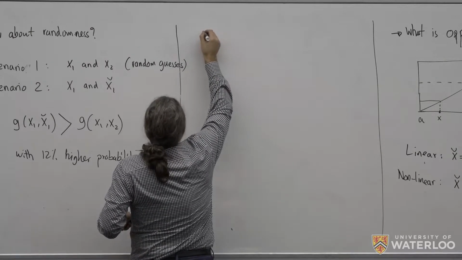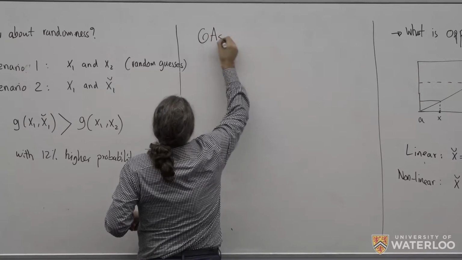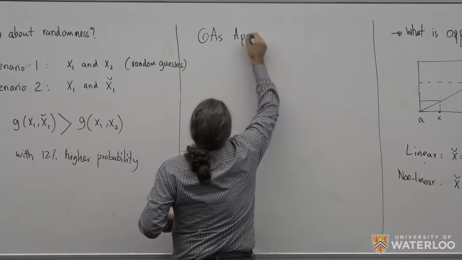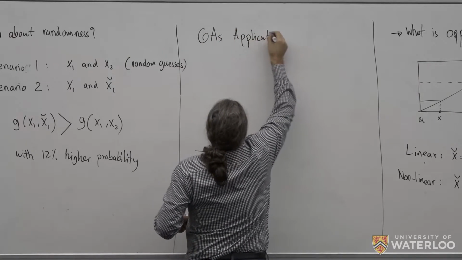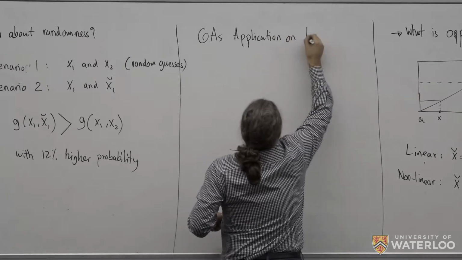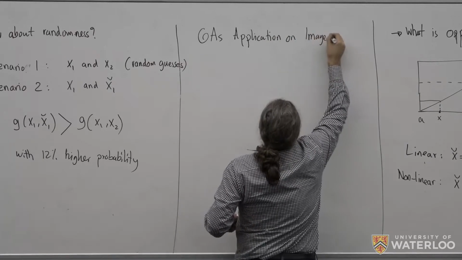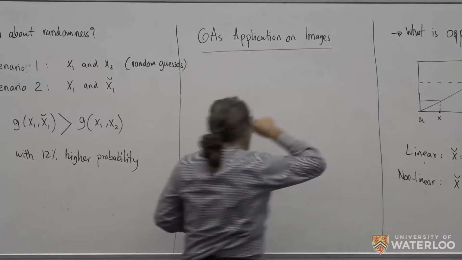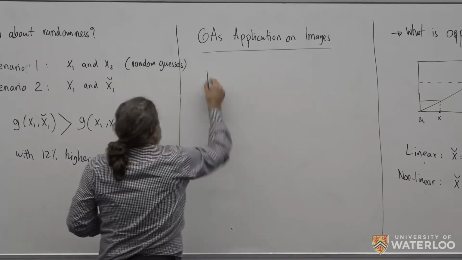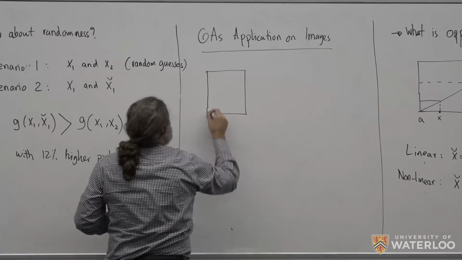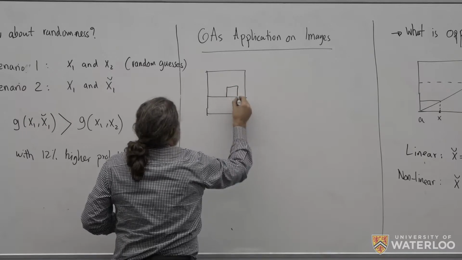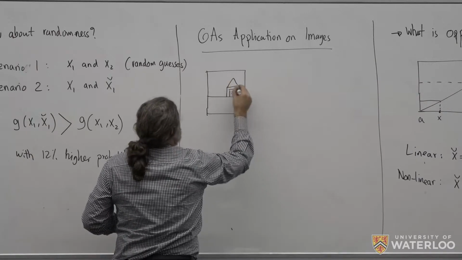If we go back to the GAs, let's say on images. If I get an image with some sort of objects in it, I have to go back to my kindergarten drawing.